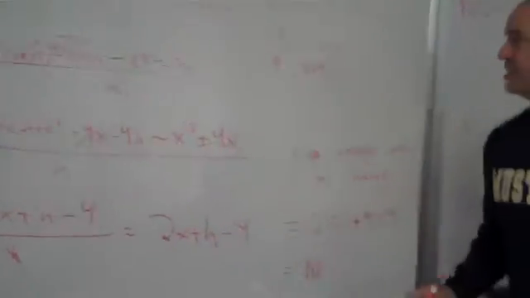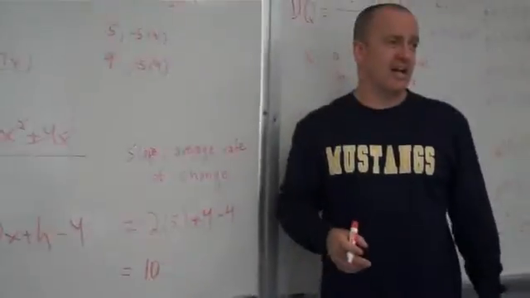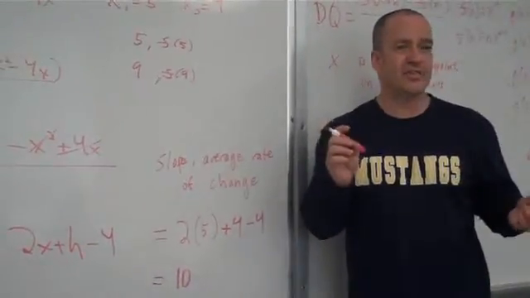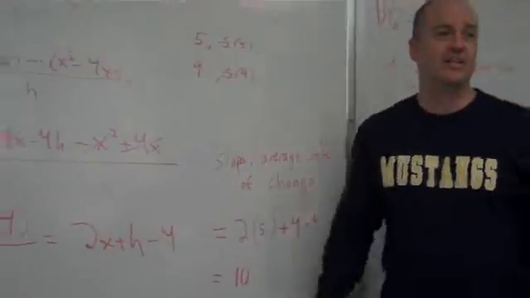So if you graph this parabola, x squared minus 4x, and draw a secant line. Remember that word? Secant. Draw a secant line from x equals 5 to x equals 9. It should have a slope of 10.